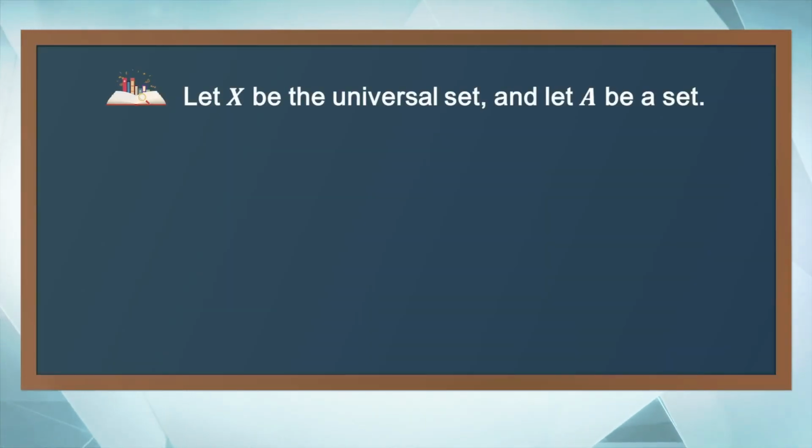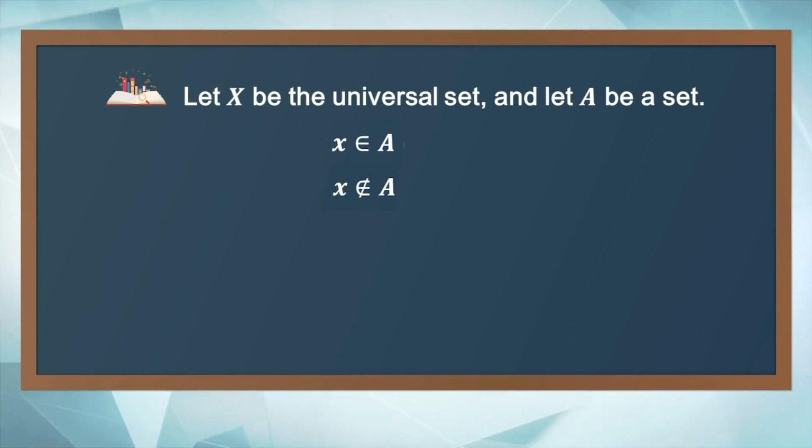Of course, when we talk about sets, we should have a universal set of discourse. A universal set, also called a universe, is the set of the possible elements considered in a particular context. Let X be the universal set, and let A be a set. We use this notation to denote x is an element of set A, and we use this notation to denote x is not an element of set A.